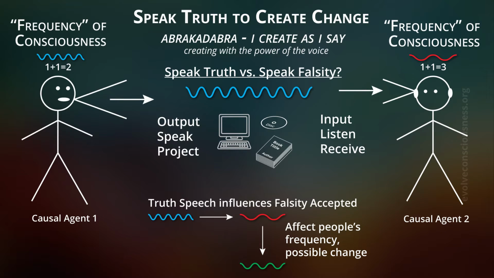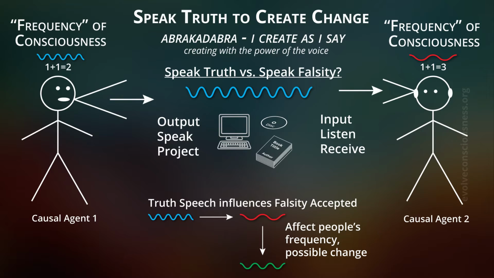I'll be doing a presentation on some infographics called Speaking Truth to Create Change. So the first infographic here, we have one person on the left as an example, and another person on the right. I refer to them as causal agent 1, causal agent 2. Because we are causal agents, we have the ability to create causes that then produce. We have the ability to generate causes within us that then produce actions and results in the world that change the world around us.